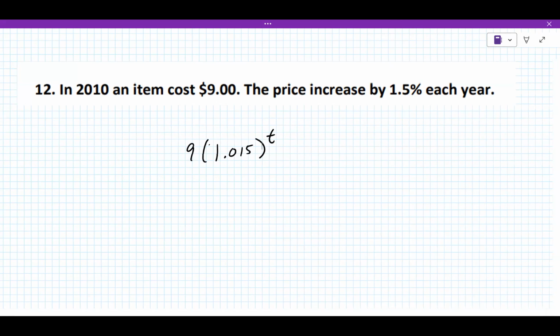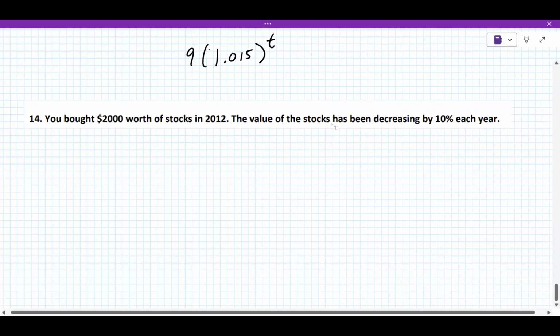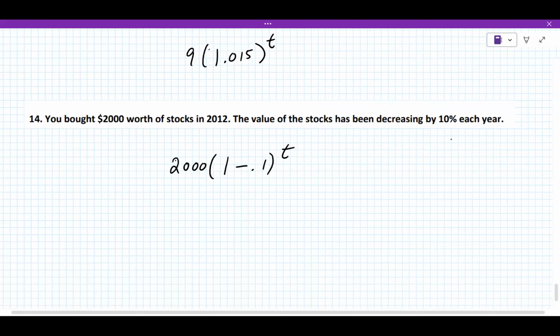Now, there are also scenarios where things go down, right? And we see this in various forms. Here's an example. It says you bought $2,000 worth of stock in 2012. The value of stocks has been decreasing by 10% each year. This is 2000 times 1 minus 0.1 to the power of t, or 2000 times 0.9 to the power of t, like that.